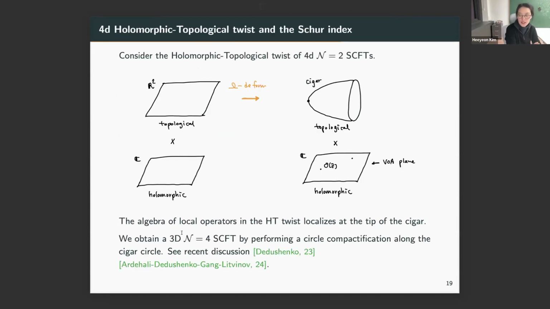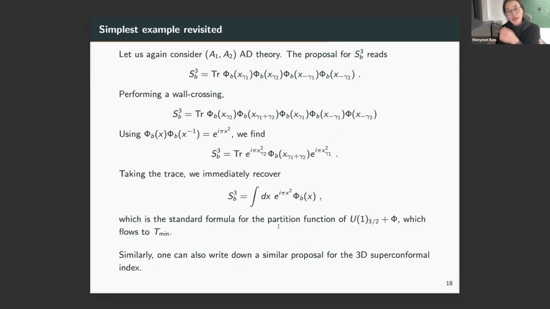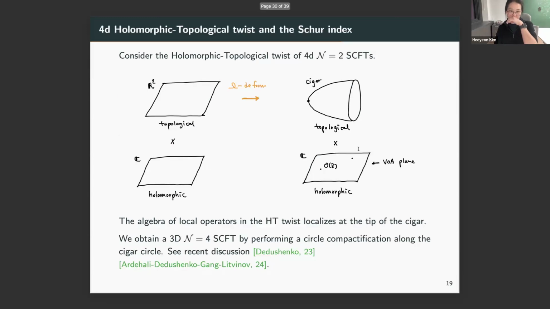So now let me move on to what is the precise physical picture that underlies all these observations that I just mentioned. What are the relations between those 3D N=4 rank 0 theories, whose various partition functions are given by those trace formulas, and the original 4D N=2 SCFTs?